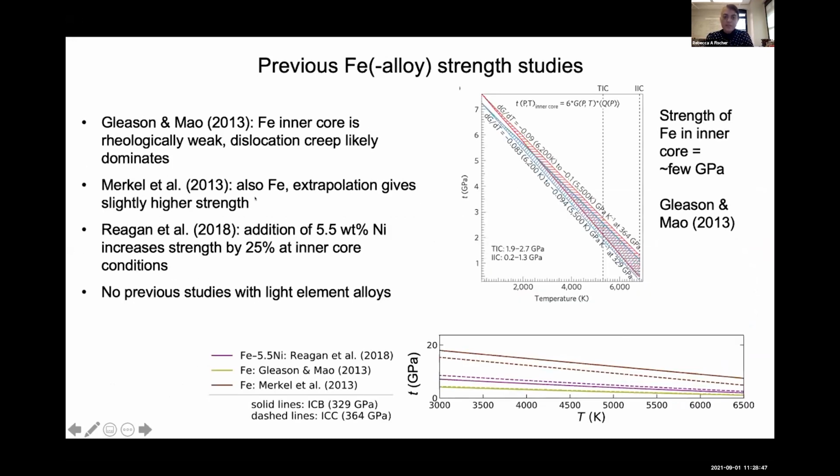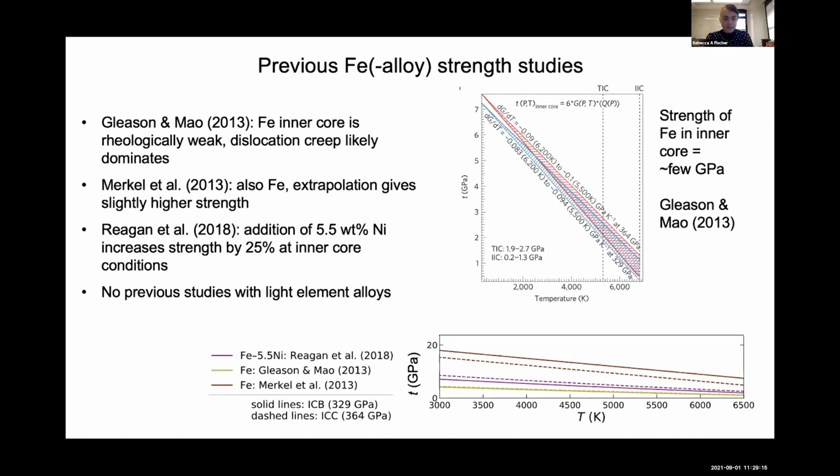And there have been a few previous studies looking at the strength of iron and iron alloys. Gleason and Mao in 2013 determined that an iron inner core is rheologically weak. This is their figure in the upper right. So they're showing basically strength versus temperature at inner core pressures. The strength of pure iron is, according to them, only a few GPa.